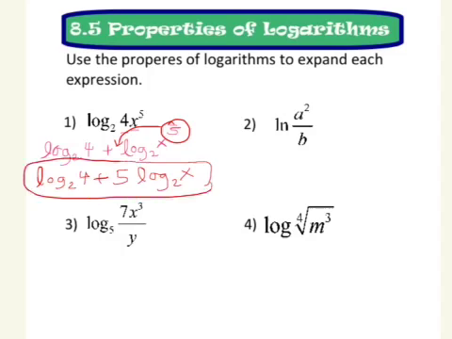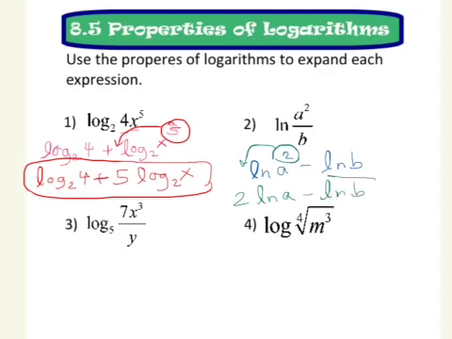I can also expand number 2 into the natural log of a squared minus the natural log of b. And then again, if I have any exponents, I'm going to take this exponent, move it to the front, and I'll get 2 natural log of a minus the natural log of b. Nothing's multiplied, nothing's divided, there's no exponents. That's how I know I'm done.